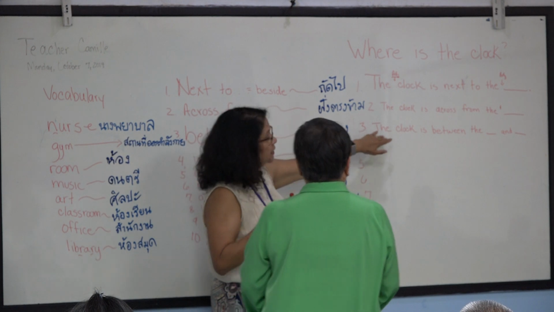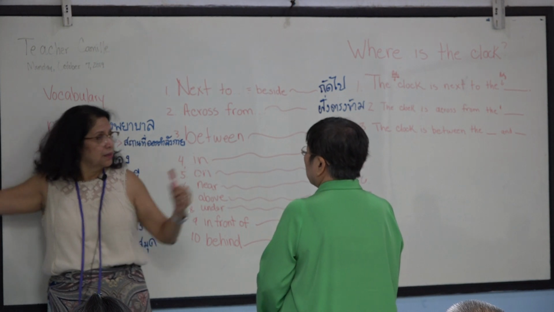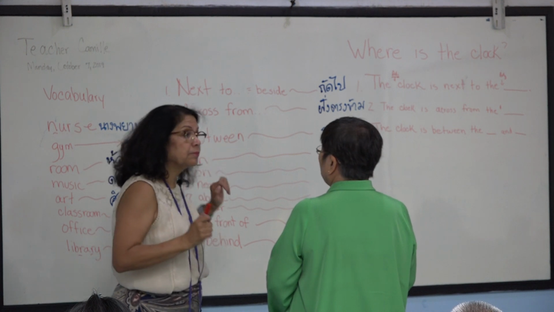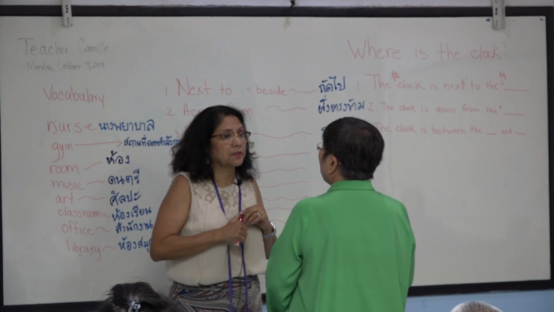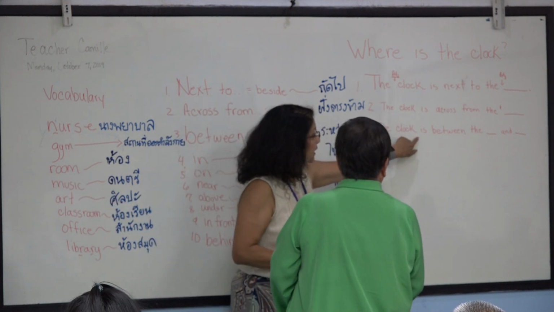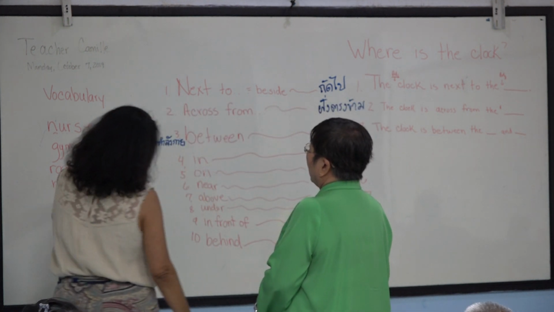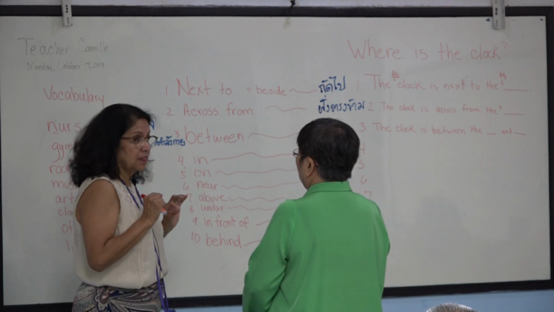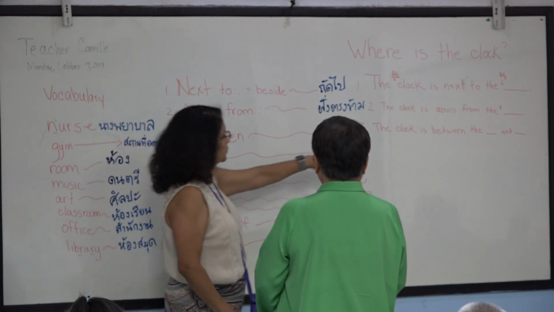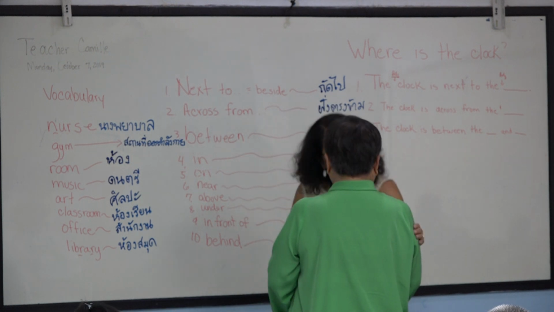And then how about the clock is between? This is hard because it's between this corner and that corner. That's hard. The clock is in? In the room. You would say the clock is in the classroom or room. The clock is on? It's on the wall. So for us, we have to make sure we have the "is" and the "the." Okay? So go ahead and write those down. Good job. Thank you.